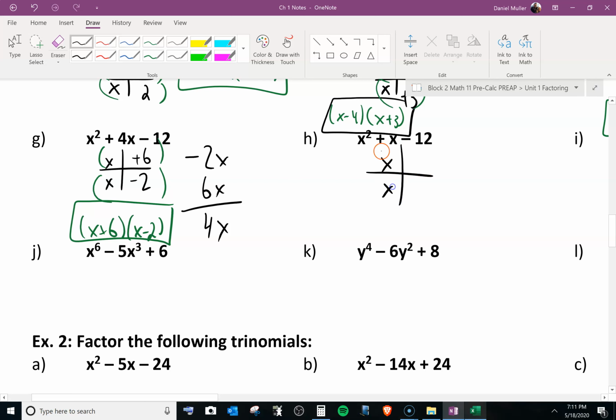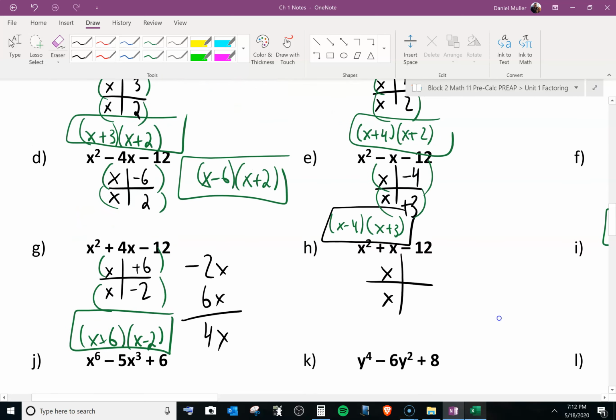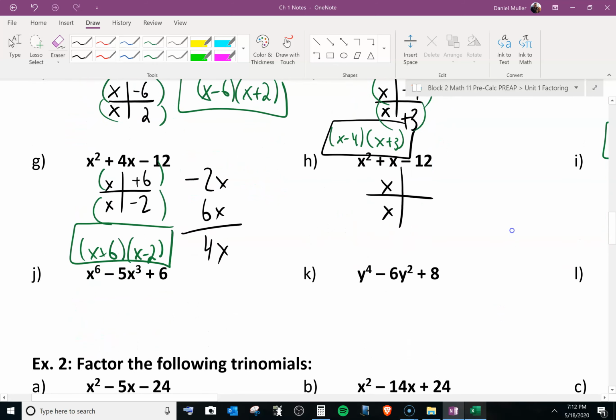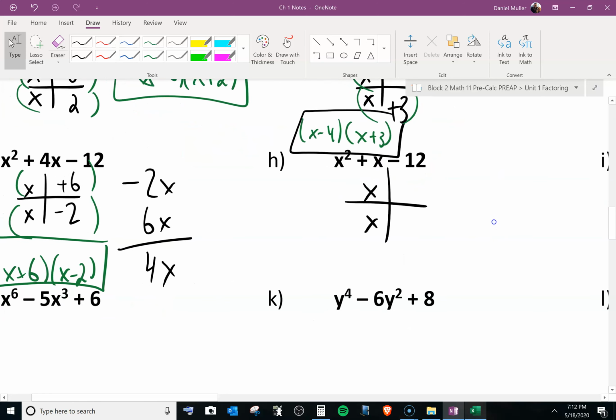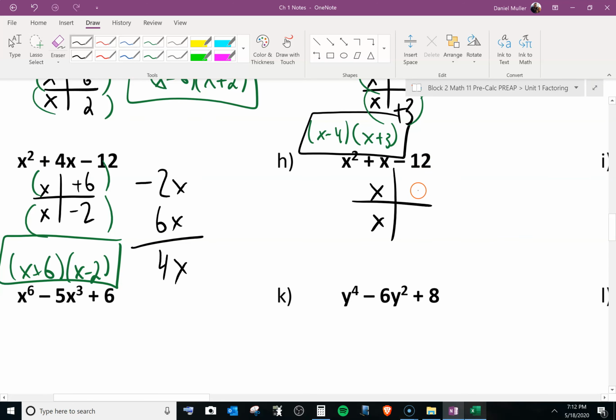X times x will get me an x squared. Ooh, negative 12 again. Oh no, it's close. I was going to try looking at it here, and I think I know what to do now. I need negative 12, so I'm going to do 4 and negative 3. It's actually completely backwards, or like the symbols are backwards from the one that's above.